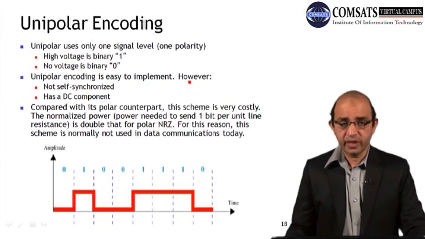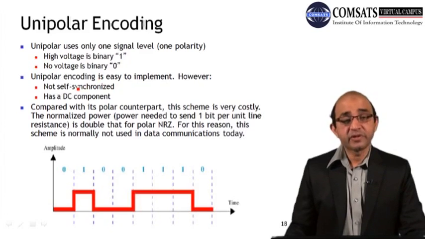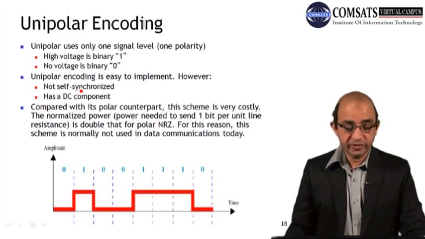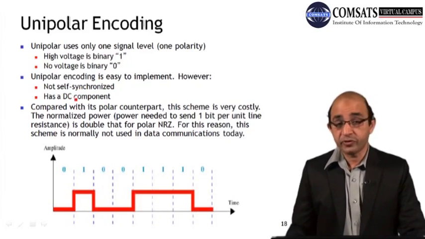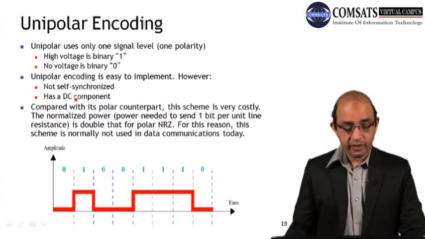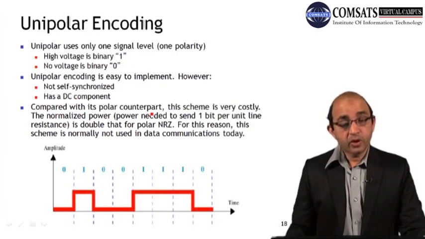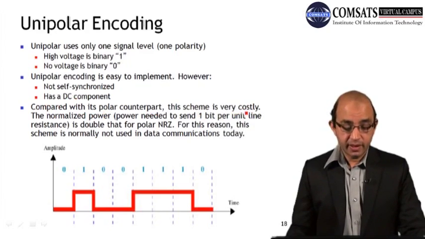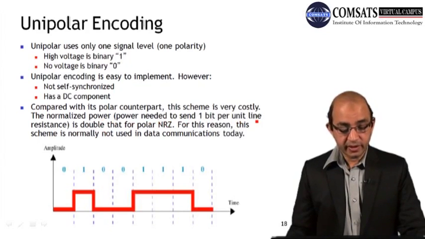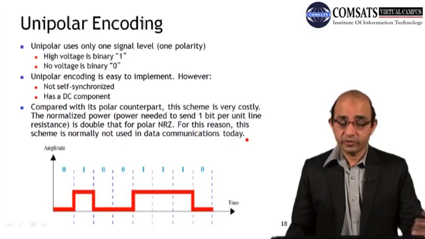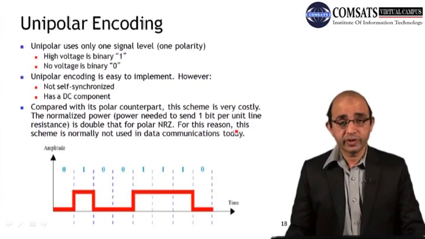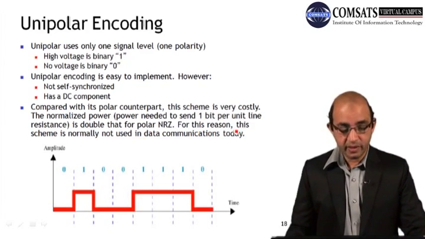Easy to implement, so we need very simple circuitry, but it is not self-synchronized. You need a very high-grade sort of synchronization, and it has a DC component. We talked about the DC component and the problems we can come across and have to face when we talk about it. Compared to its polar counterpart, this scheme is very costly. The normalized power, that is the power needed to send 1 bit per unit line resistance, is double that of polar non-return to 0. This scheme is normally not used in data communication, but we have to go through it because it is a very basic scheme.